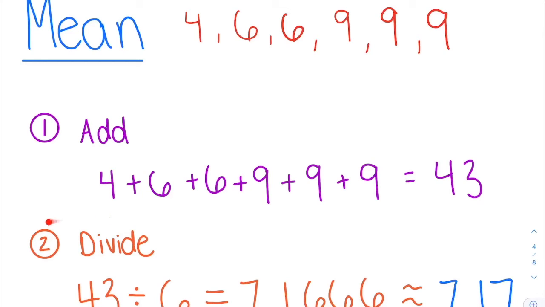Next, we are going to divide the sum of the number set by the number of terms we have in the set. In this set, we have 1, 2, 3, 4, 5, 6 terms. So we are going to divide 43 by 6. This is going to be equal to 7.1666, which we are just going to round to 7.17. 7.17 is our final answer, which is our mean.